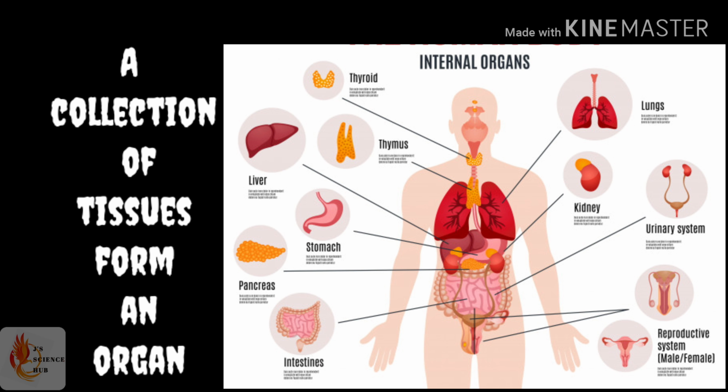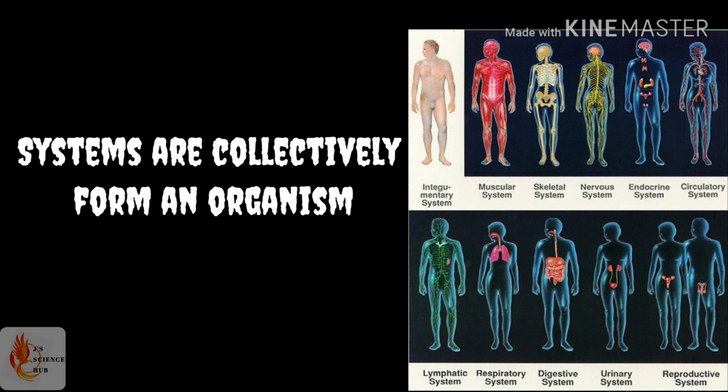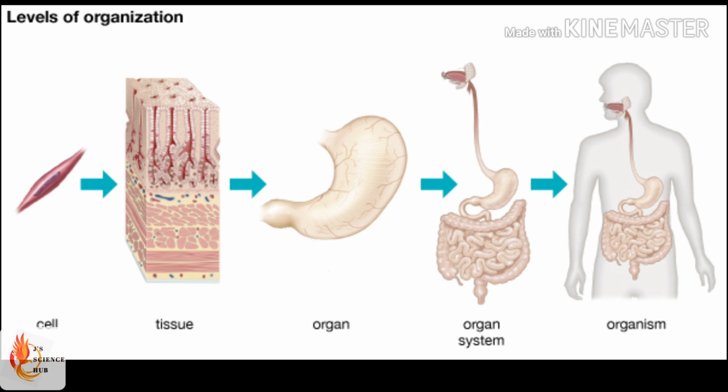Tissues together form the organs. Organs form the system. These systems are modified to perform a process, for example, the excretory system is modified to perform excretion. These systems are interrelated and collectively form an organism. So this flow chart shows us the organizational levels that can be identified in a living being.